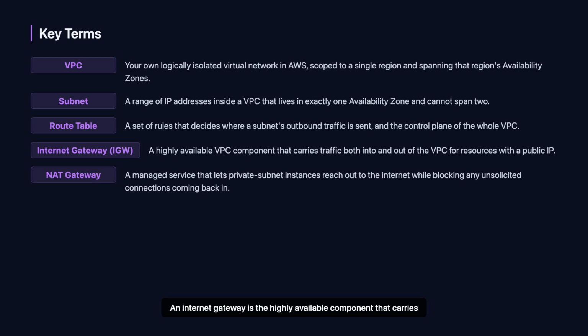An internet gateway is the highly available component that carries traffic both into and out of the VPC for any resource holding a public IP. And a NAT gateway handles the inverse scenario. It lets instances in a private subnet reach out to the internet while blocking unsolicited connections from reaching back in.